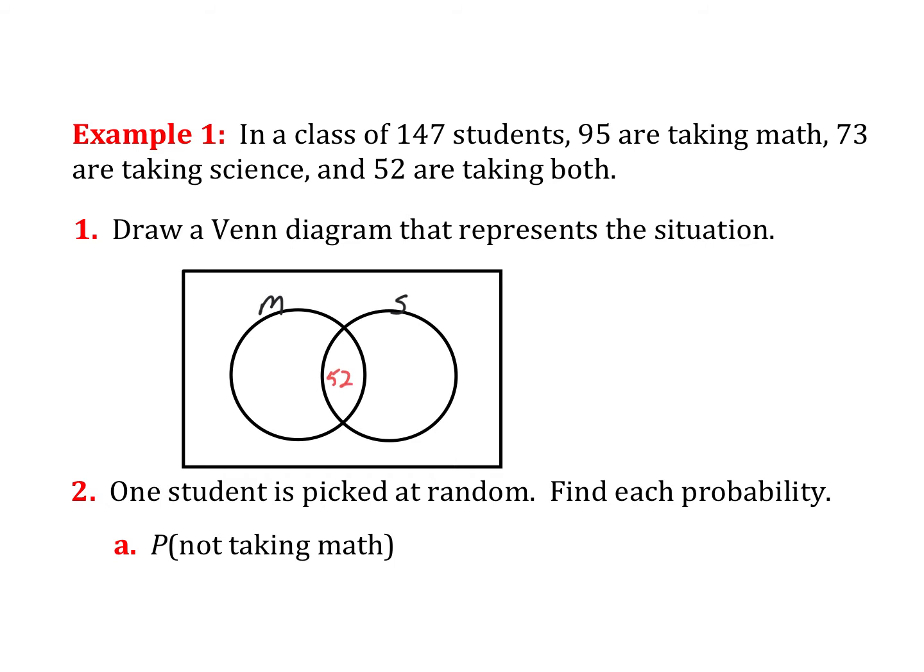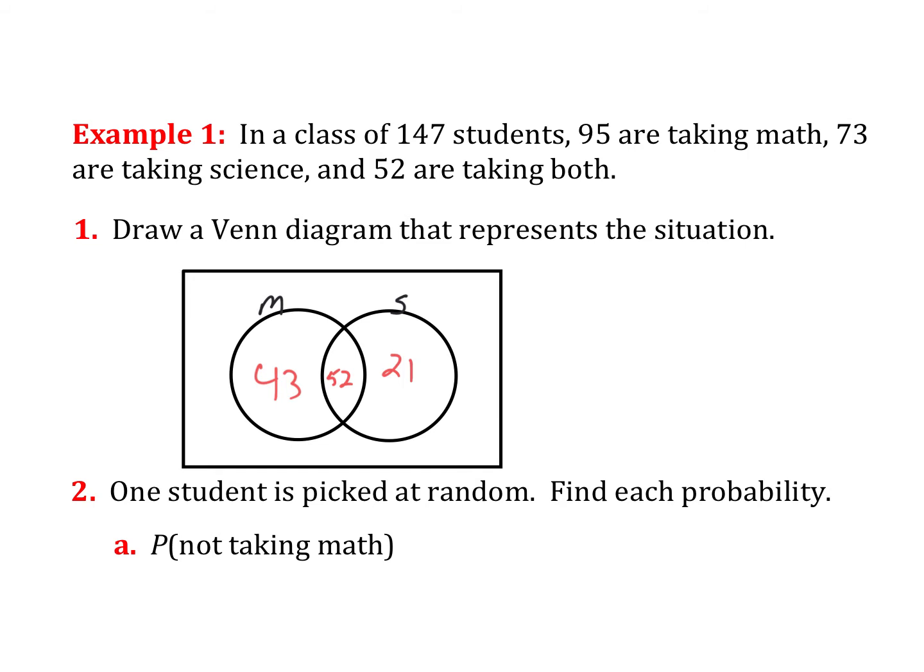Now, 95 students are taking math. 52 of them are already represented here. That means the rest have to be somewhere in the circle, but not in the science portion. So if there's 52 here and I need 95 total, there have to be 43 over here. For science, I need 73 total. Well, I've already got 52 accounted for. There's 21 left over, so those have to move over.